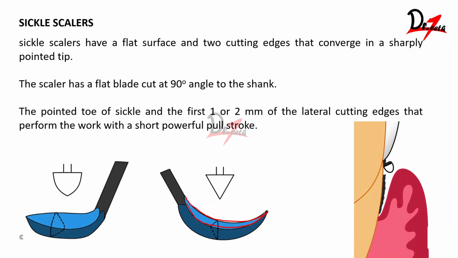The scaler has a flat blade cut at a 90 degree angle to the shank. If you see the shank to the face blade configuration, it is 90 degrees for both the curved as well as the straight sickle. Now the pointed toe, that is this particular portion, and the first 1 to 2 mm of the lateral cutting edges perform the work in a short, powerful pull stroke. This particular area, along with the first 1 to 2 mm, is placed onto the tooth surface, and you use the short powerful pull stroke, remember this, pull stroke, to remove the calculus and the plaque.